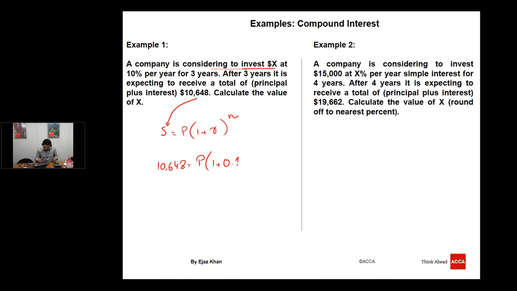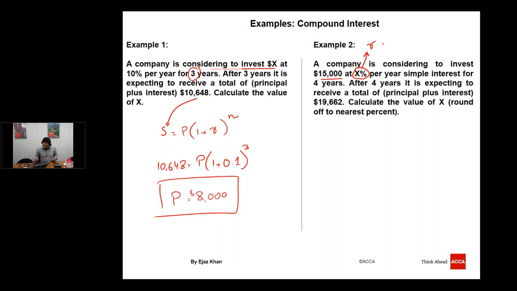The rate of interest here is 10%, 0.1, and the number of years will be 3. So if we solve it for P, the answer will be, is it $8,000? Yes, it's $8,000. Okay, let's go to the example 2. A company is considering to invest $15,000 at X%. This time X is actually the rate of interest.